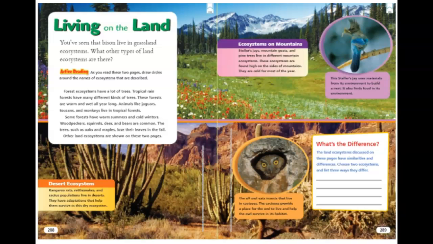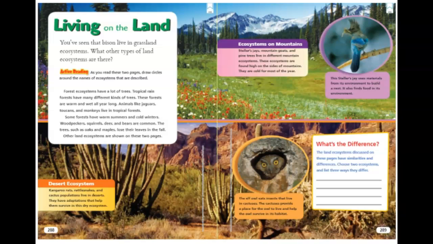Some forests have warm summers and cold winters. Woodpeckers, squirrels, deer, and bears are common. The trees such as oaks and maples lose their leaves in the fall. Other land ecosystems are shown on these 2 pages. Kangaroo rats, rattlesnakes, and cactus populations live in deserts. They have adaptations that help them survive in their dry ecosystem.